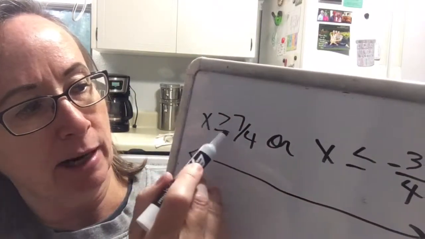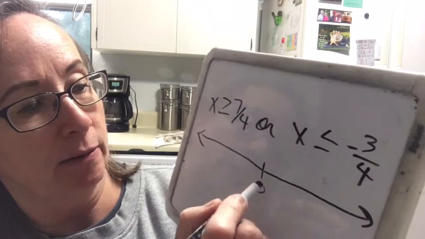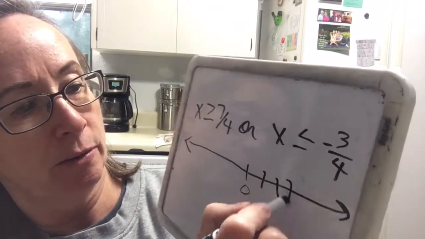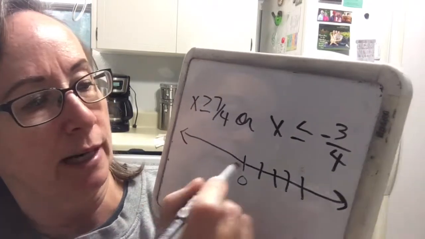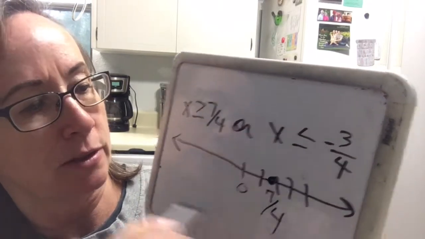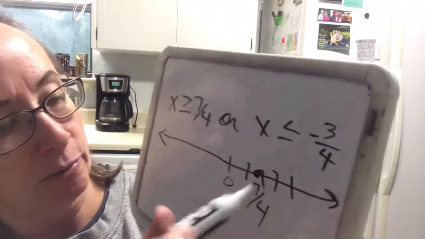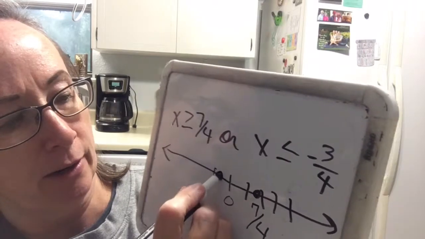Okay, so x is greater than or equal to 7/4. So here's my 0. And then we're going to go 1, 2, 3, 4. 7/4 is a little bit over 1, right? So we're going to put 7/4 right there. Okay, and then -3/4. Here's my 1, so -3/4 is right there.